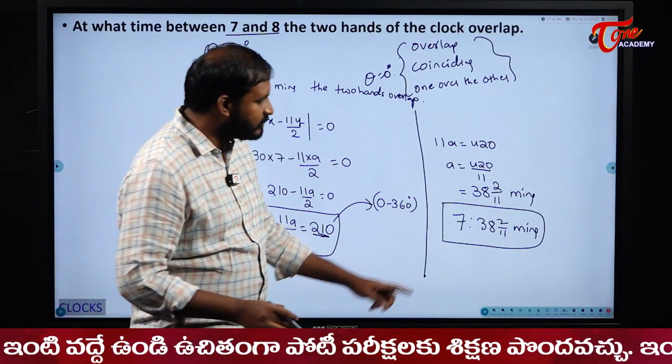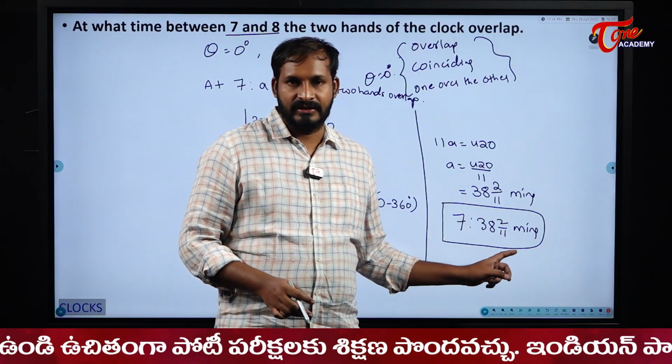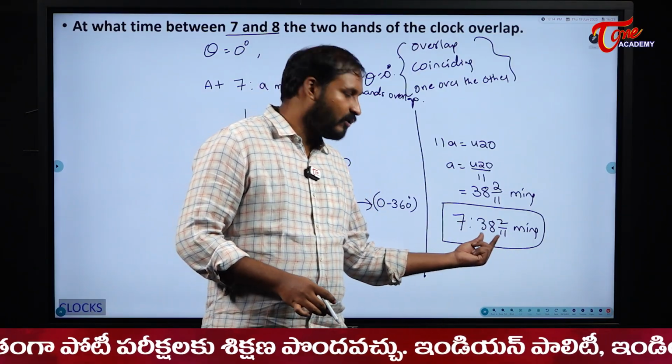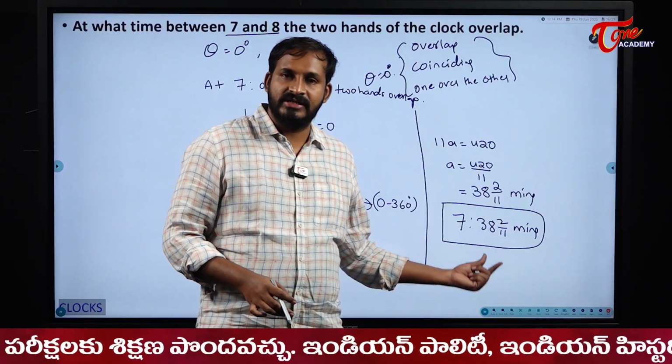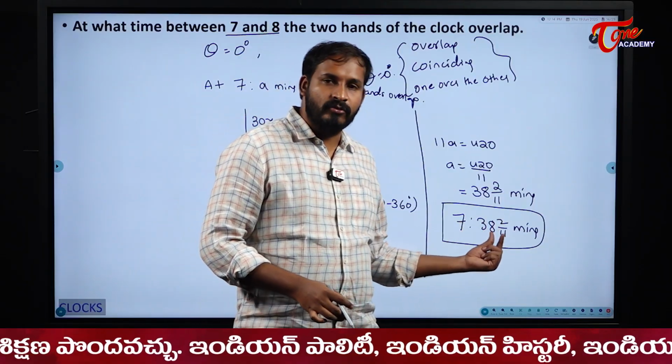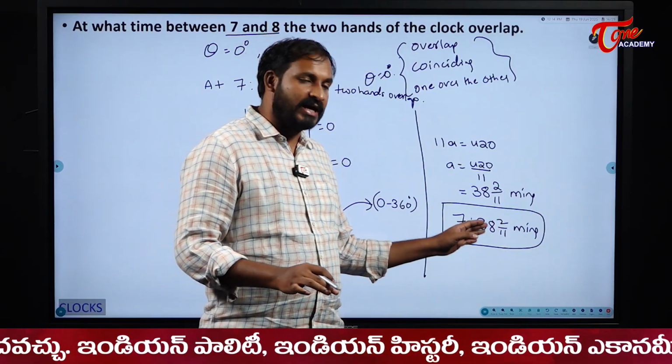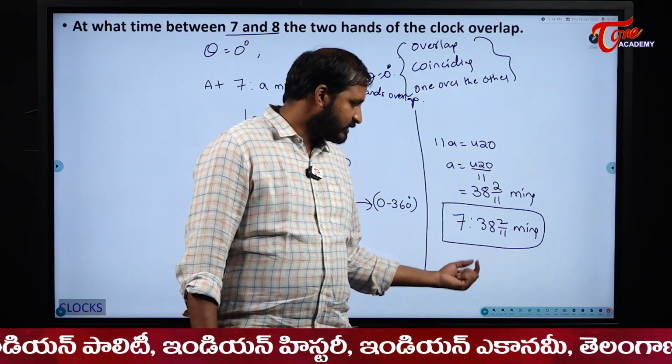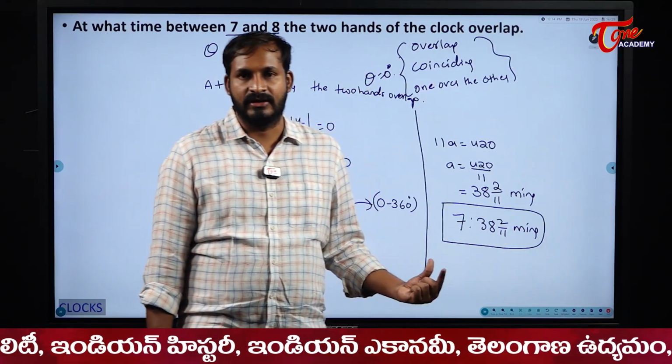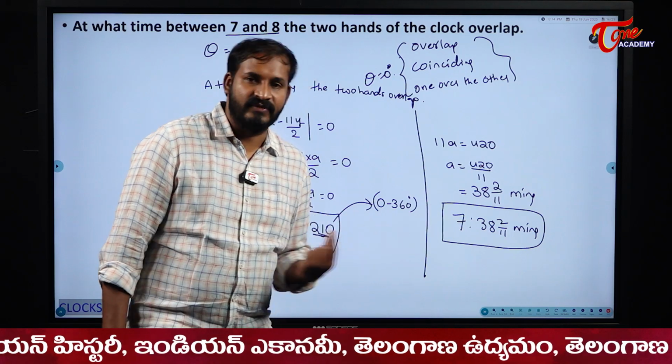Students, in options also you will get the answer in mixed fraction only. In the clocks concept, they give options also in mixed fraction. No need to worry. 7, 38 2 by 11 will be the answer. No need to find the answers in decimals. In the clocks concept, they will give in this manner only, options also in the same way.